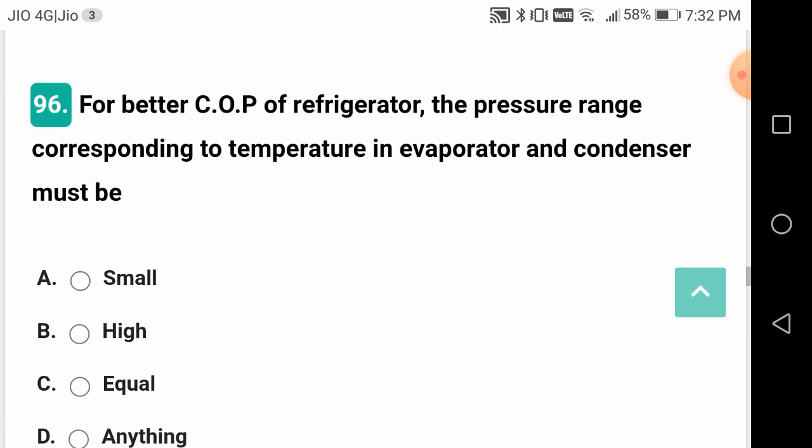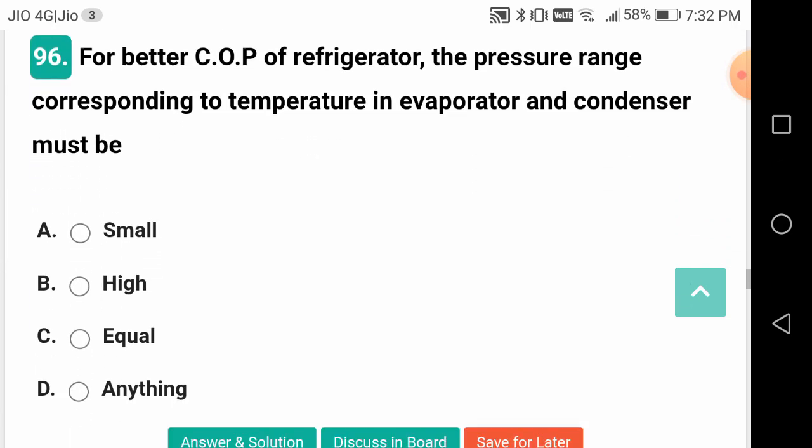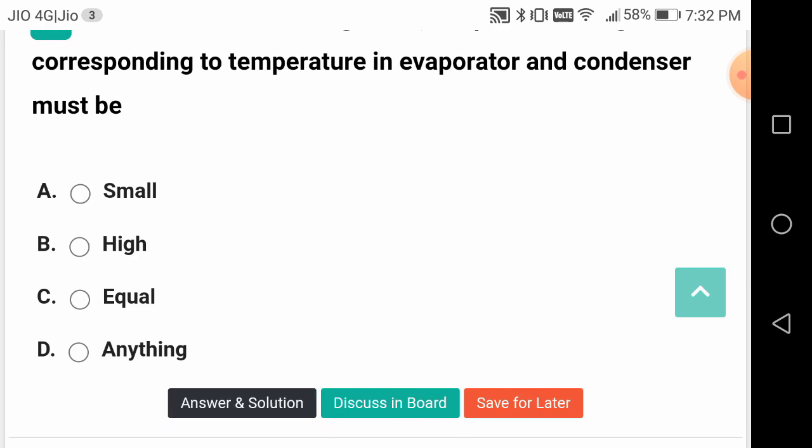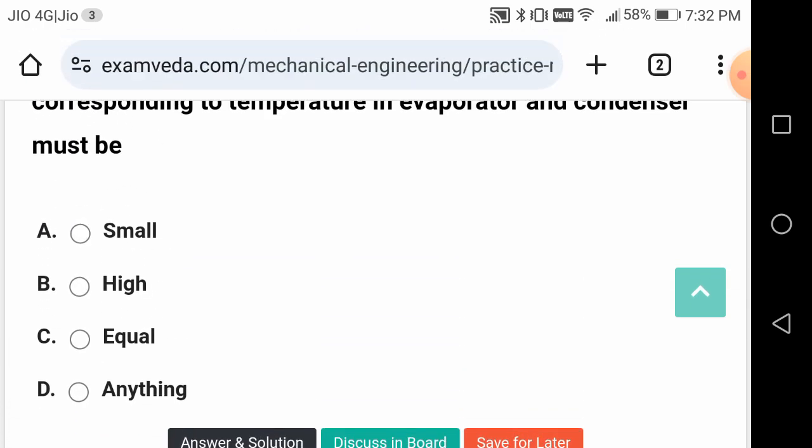For better COP of a refrigerator, the pressure range corresponding to temperature in the evaporator and condenser must be small.